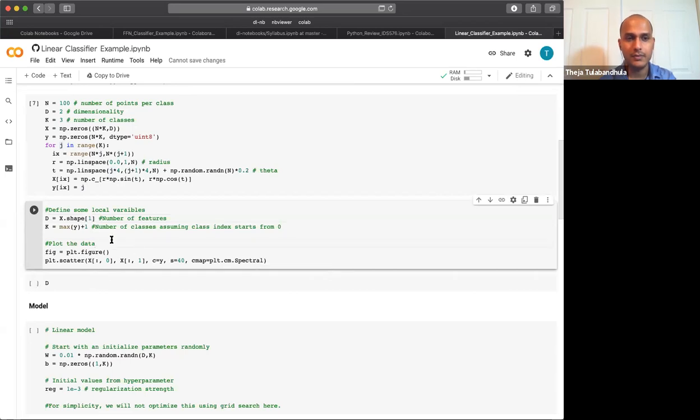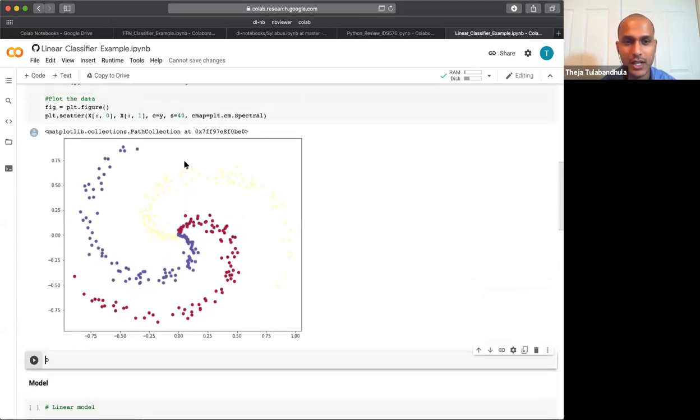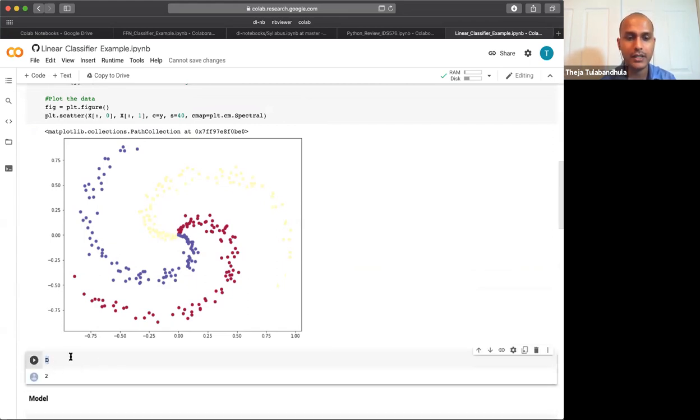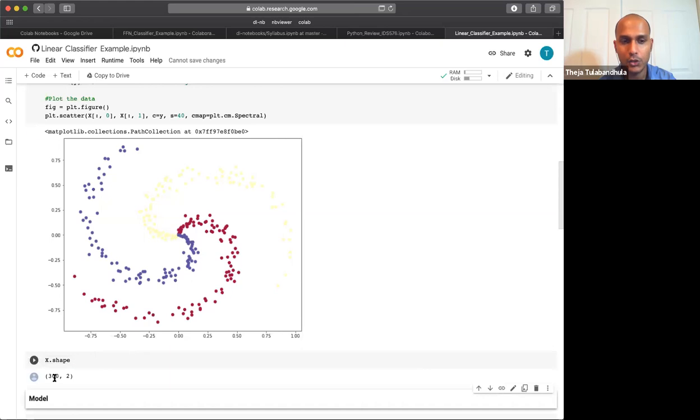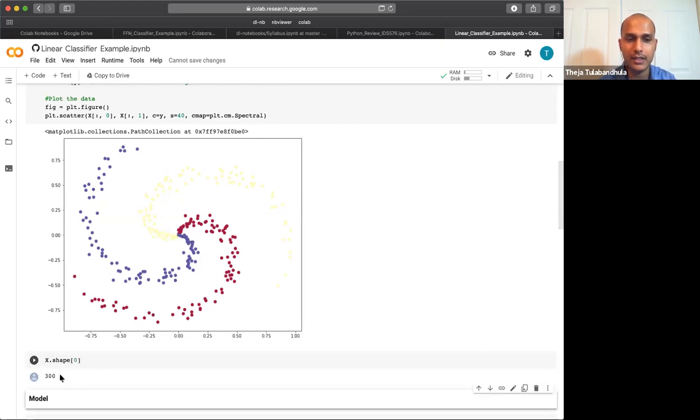Let me run this first, and then this is the data. You can't see the third class that clearly maybe, but there is a red class, there's a blue class, and there is a yellow class. Okay, so let's look at D. D is just 2. But if I did x dot shape, then I would get the two numbers, a tuple which is 300 cross 2, and I'm picking the second one. If I pick the first one, I would get the number 300.